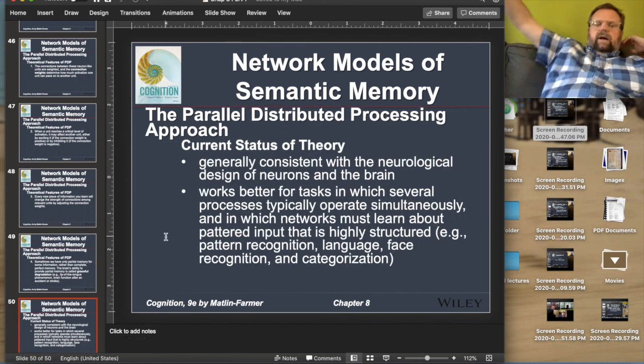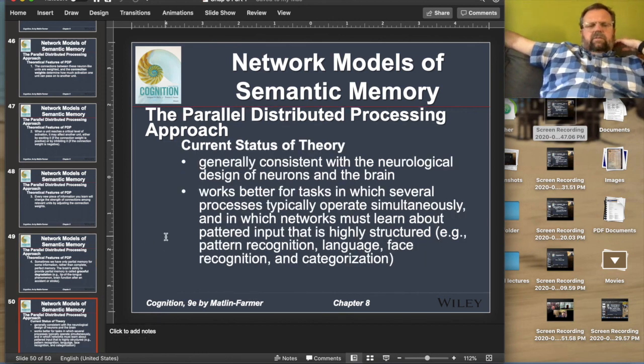So the current status of this theory is that it's generally consistent with the neurological design of neurons in the brain, which really gives it a strength to a certain extent. It tends to work better for tasks in which several processes typically operate simultaneously. That goes to that working in parallel notion, and tasks in which networks must learn about pattern input that is highly structured. So for pattern recognition, something I may have talked about before, facial recognition does really well in these kinds of networks as well.